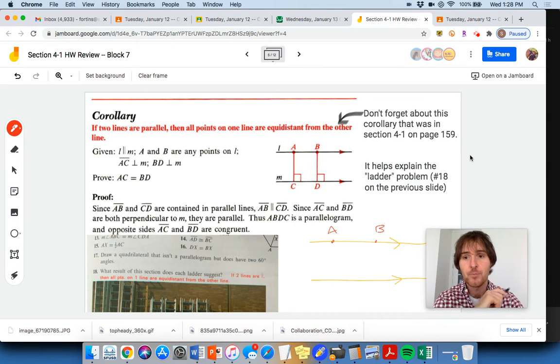And finally, we have a deductive proof, because we talked about it here. The proof is written out as a paragraph proof for us. But anyways, that's what I'm talking about right here, a little paragraph proof example.